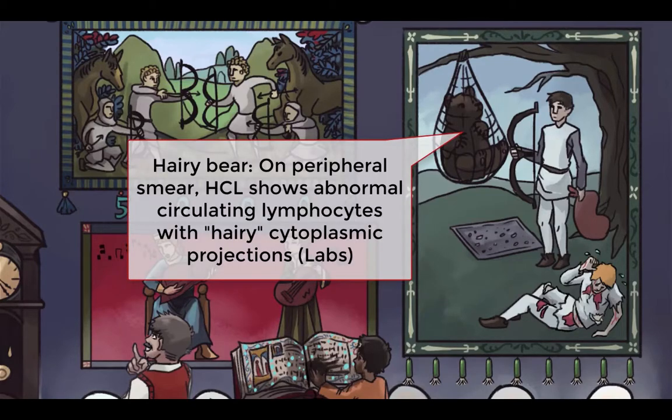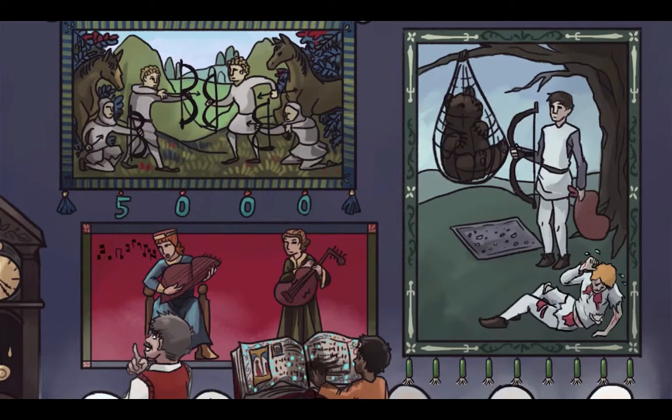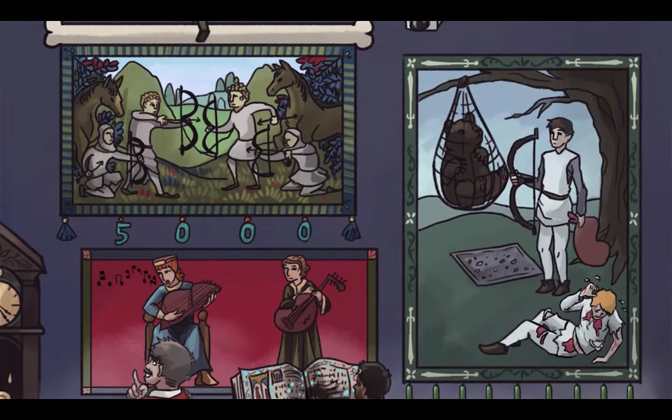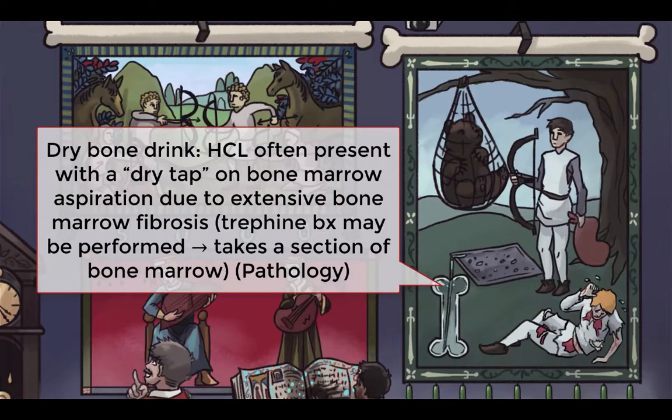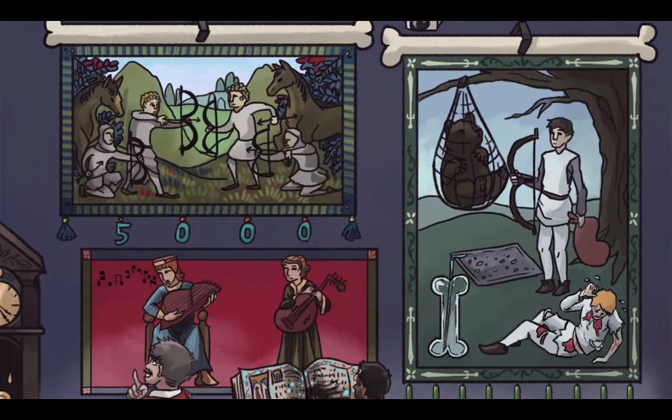Peripheral blood smear will show abnormal circulating lymphocytes. One of the many characteristic features is an indistinct cellular border due to the presence of little cytoplasmic projections. These give the cell a hairy appearance. A bone marrow biopsy should be performed if you suspect hairy cell leukemia. The aspirate, however, will often come back as a dry tap in the setting of extensive marrow fibrosis. So, a trephine biopsy is also performed, which takes a section of bone and marrow.